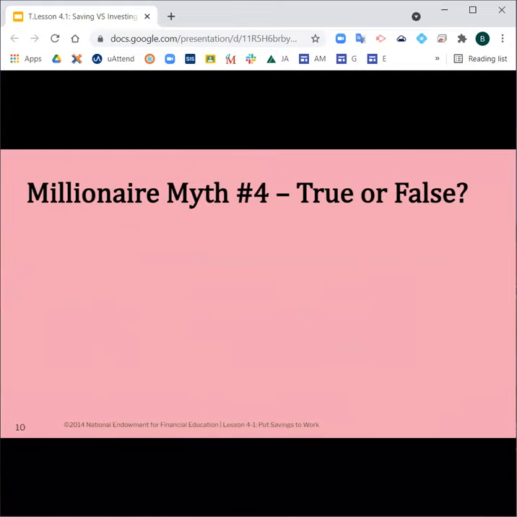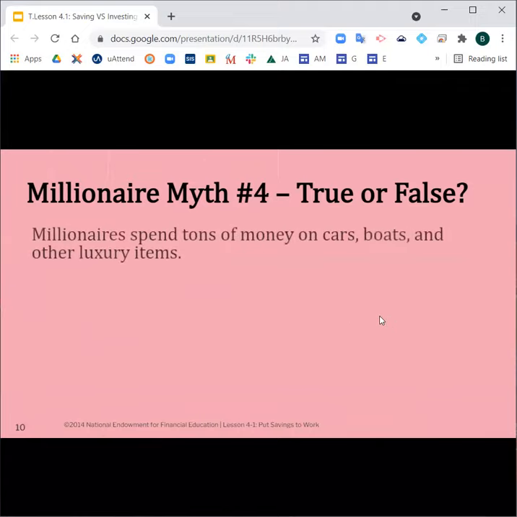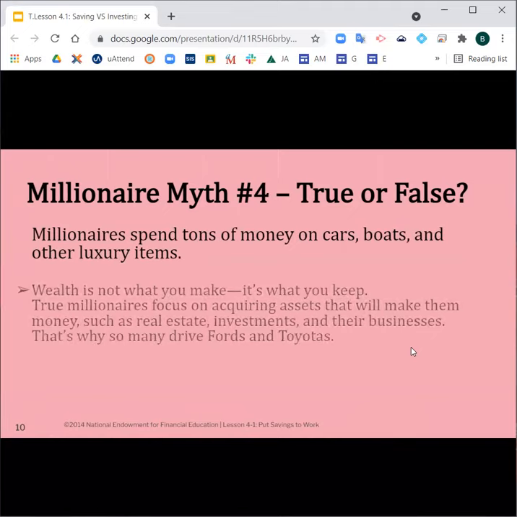Millionaire myth number 4, is it true or false? Millionaires spend tons of money on cars, boats, and other luxury items. That is also false. Wealth is not what you make, it's what you keep. So true millionaires focus on acquiring assets that will make them money, like real estate, investments, and their businesses. That's why a lot of them drive Fords and Toyotas.